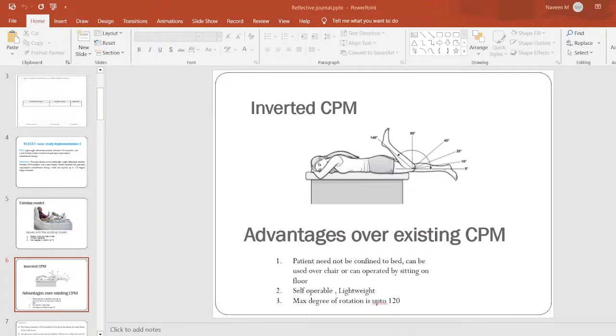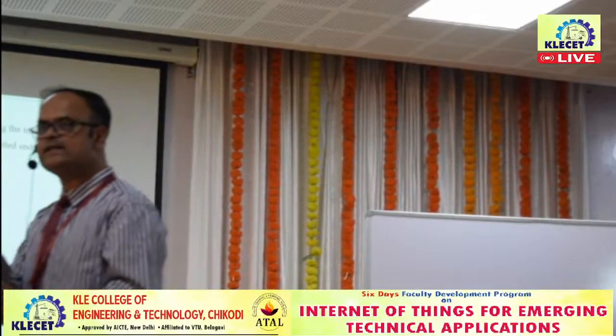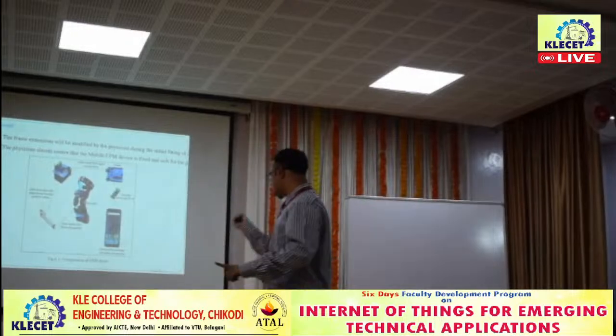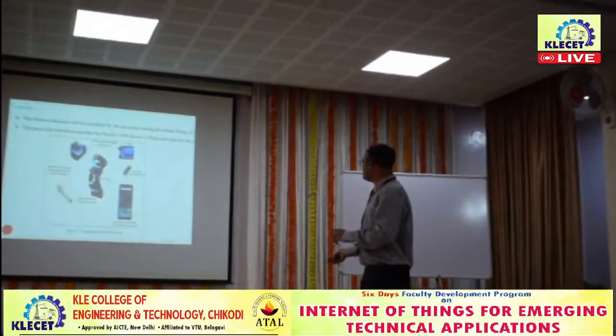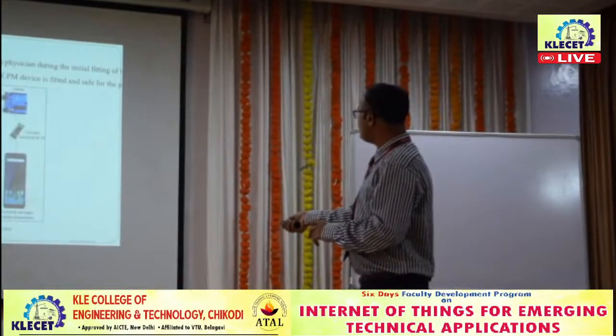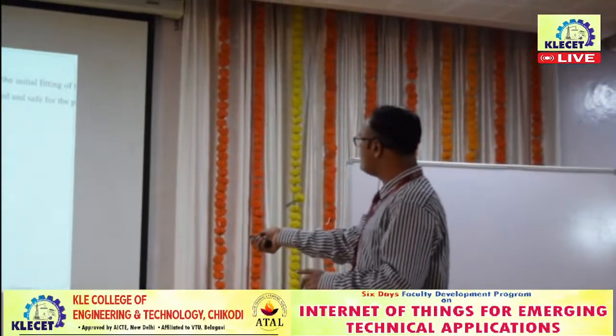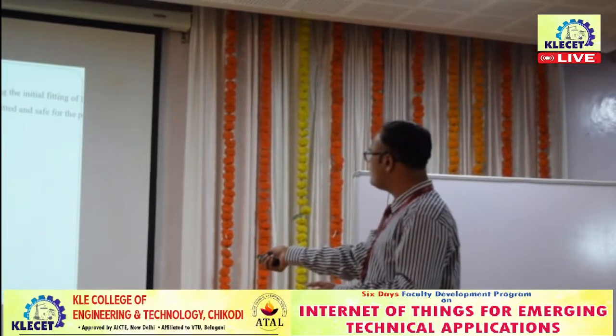For example, let us say I want the CPM machine to rotate 60 degrees for 10 cycles. So I am going to give the number of rotations as 10 and the degree to be rotated as 60. So it is going to operate 10 times. It will come to 60 degrees, it will go back, it will come to 60 degrees, it will go back, right? So there is a mobile, through HC05 we are going to give the input to the Arduino board.